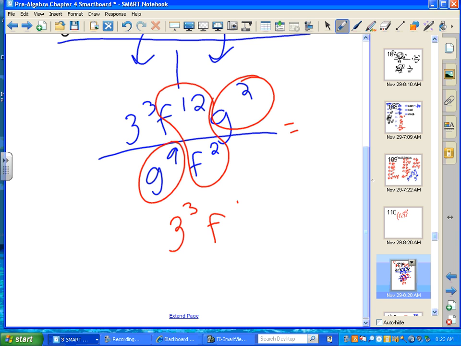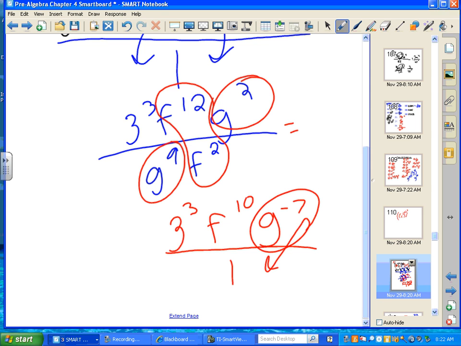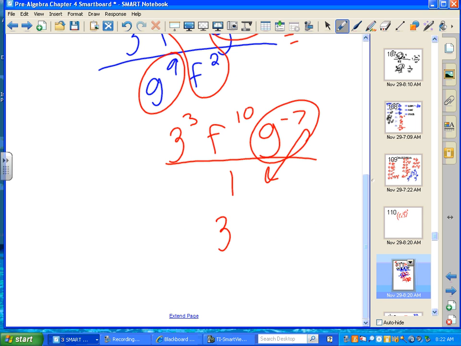Are we done? Nope. What do we have to do? We're never going to be done. We're going to be here forever. So put this on the bottom. Move the negative to the bottom. This is never ending. So we have 3 to the third, f to the 10th, over g to the 7th, which is what we have on the board as the answer.